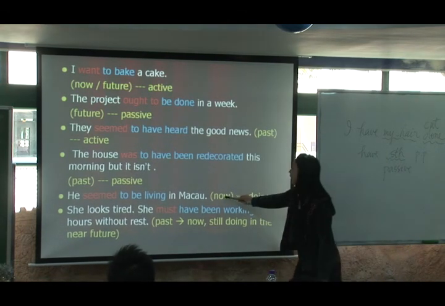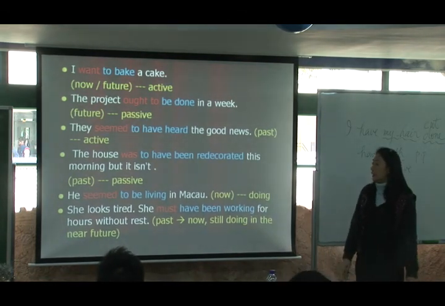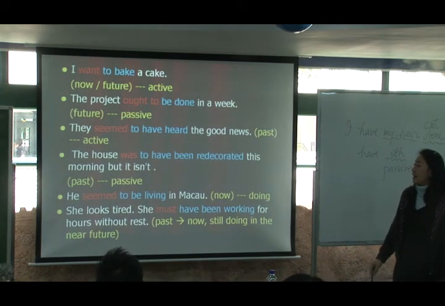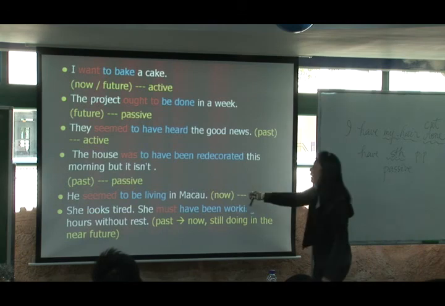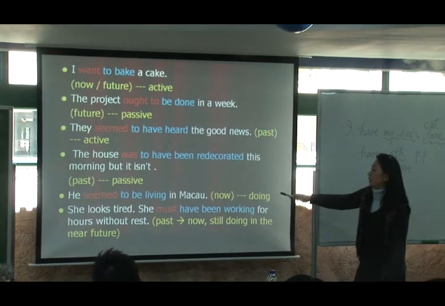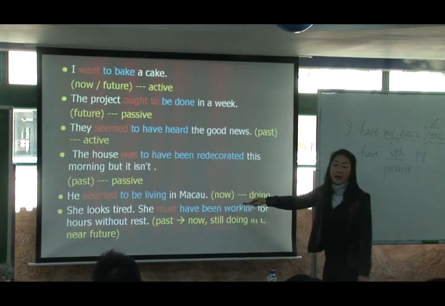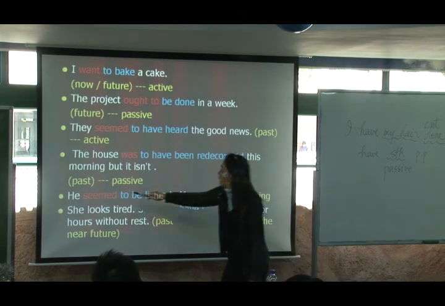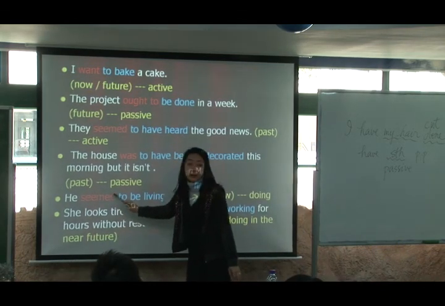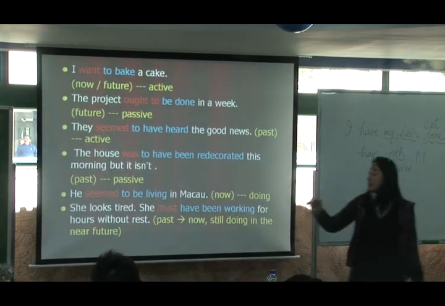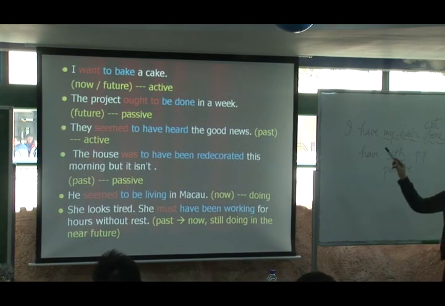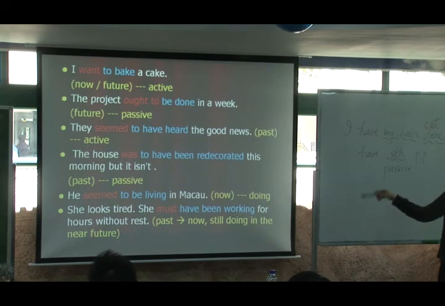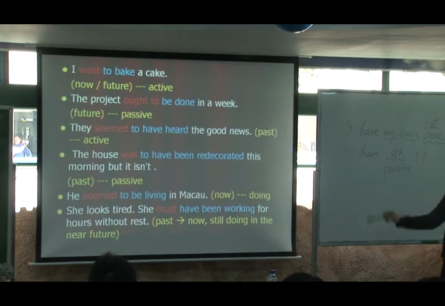And then look at here. He seemed to be living in Macau. It is continuous, to be living. Continuous in the past, sorry. Maybe I need to change. He seems. Okay, I will change it. He seems to be living in Macau. Now, still living. That's why we use continuous.